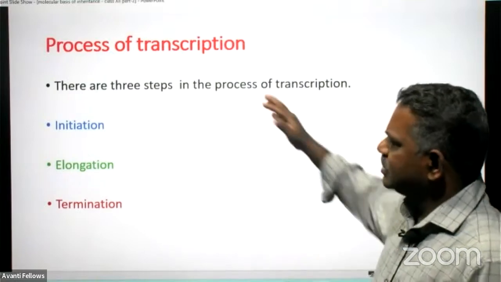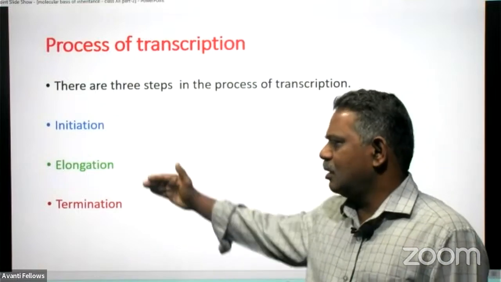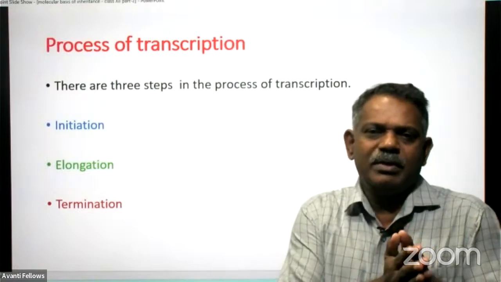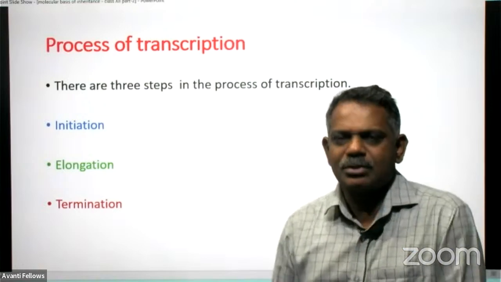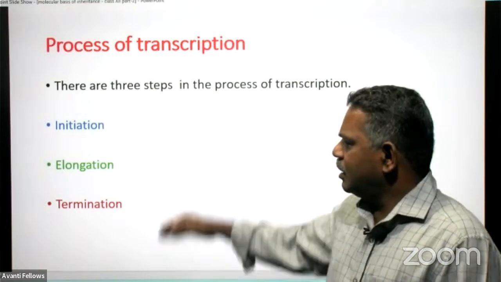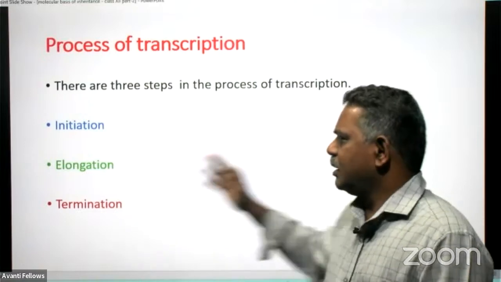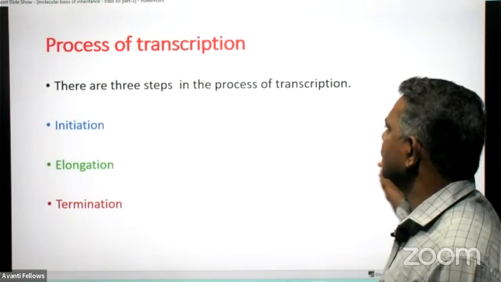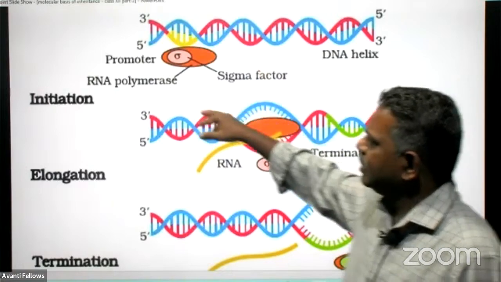There are 3 steps in the process of transcription: initiation, elongation, and termination. Initiation, you may remember, is just for the starting of the new strand of RNA, and termination is the ending process, and elongation is in between the promoter and the terminator only. So this is what we have seen yesterday.